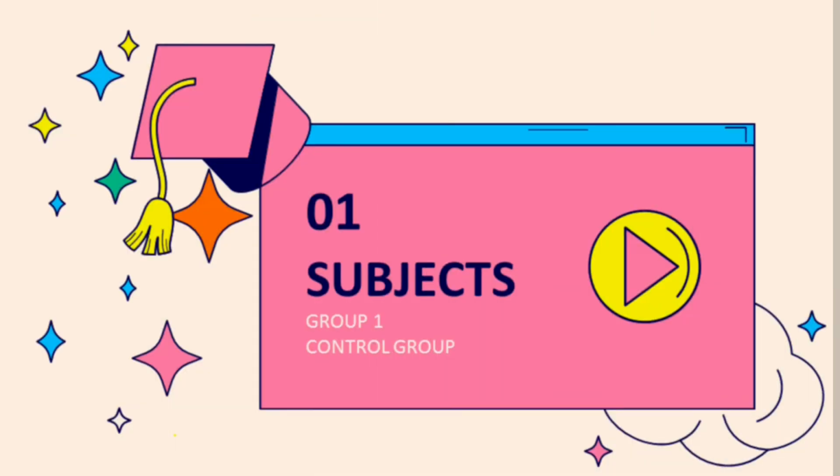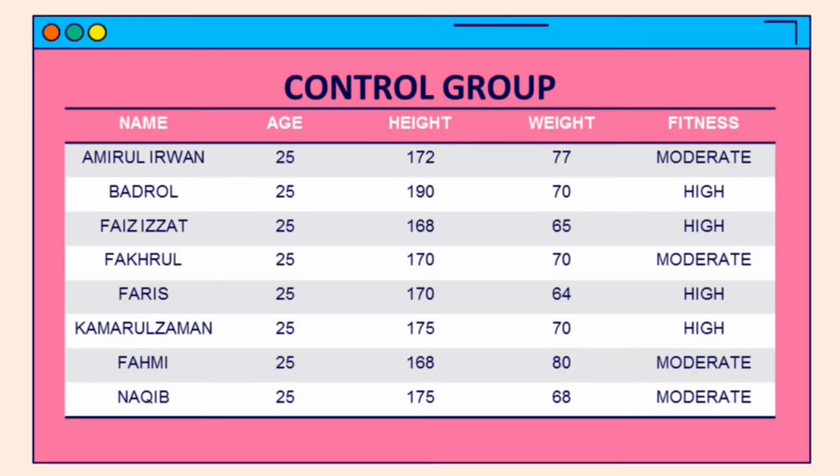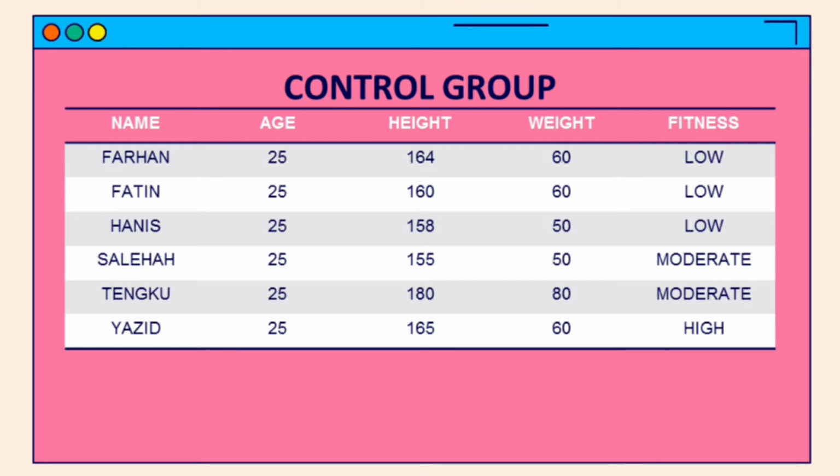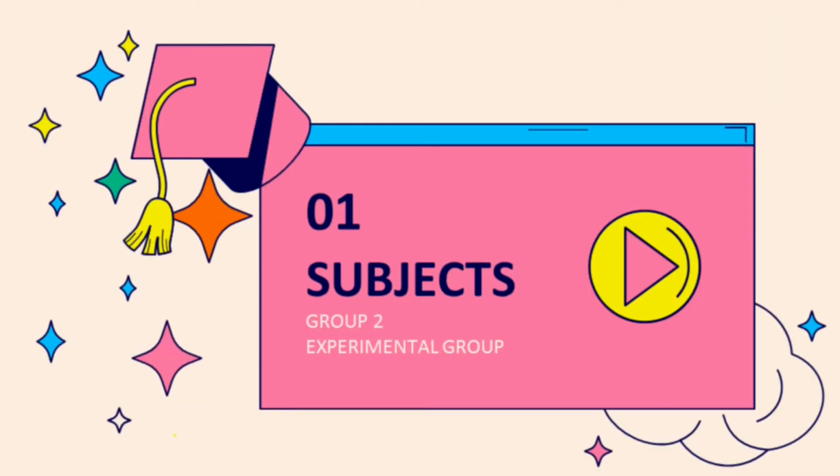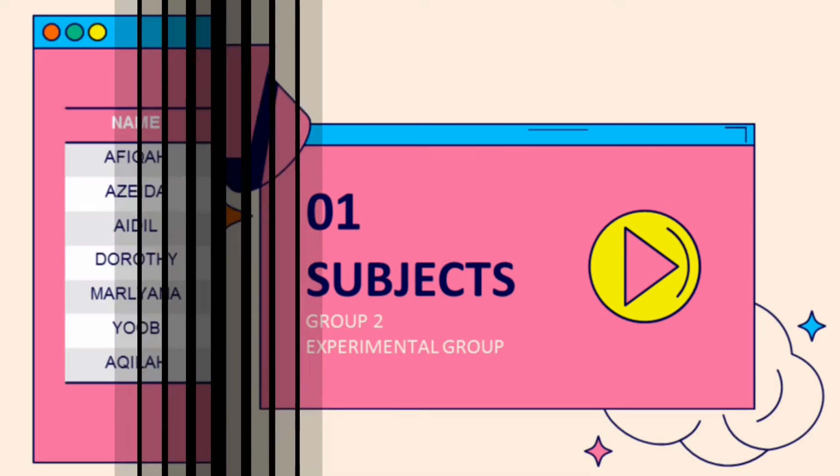Now, let's see the data for group 1, which is the control group. Now, this is the data for group 2, which is the experimental group.